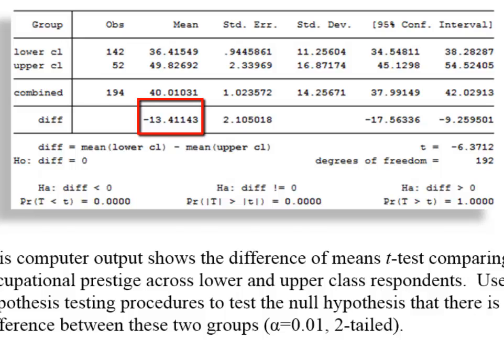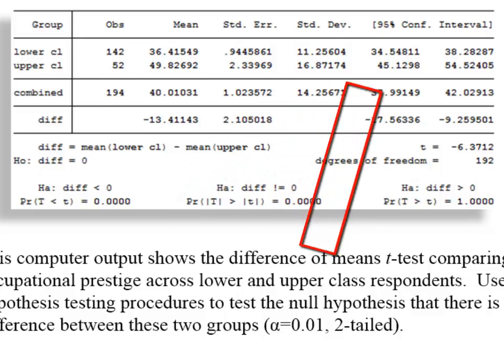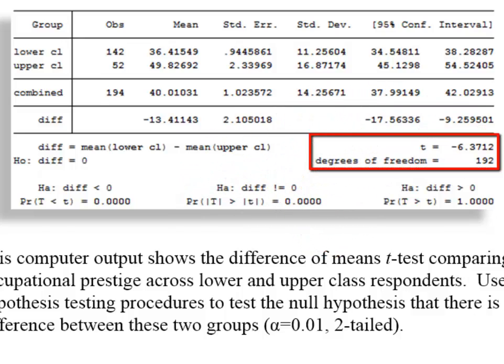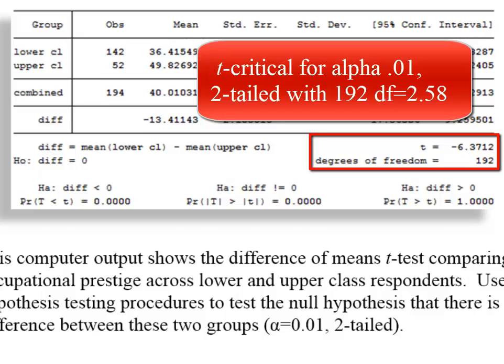We have 2 ways of doing this. We can go straight to the p-value at the bottom of the table in the middle. That's the 2-tailed test. The other tests on the left and the right are 1-tailed tests, but we're not going to use 1-tailed tests for this exam. We could also look at the calculated t-statistic in the table, which in this case is minus 6.37, and with the appropriate degrees of freedom, 192, go to the t-table and look up t-critical.